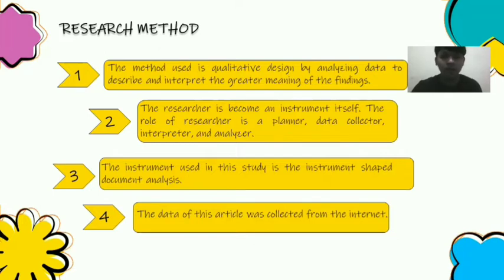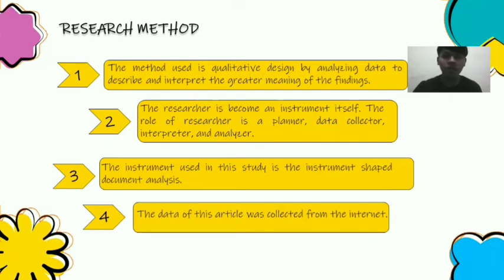And number 3 is the instrument used in the study. The instrument is in the shape of document analysis. Since we are talking about a song analysis, we could analyze the song just by hearing it. But because we are learning about semantics here, we need a document. We need a document of the song. So I use the lyrics here. So it's in the shape of a document.